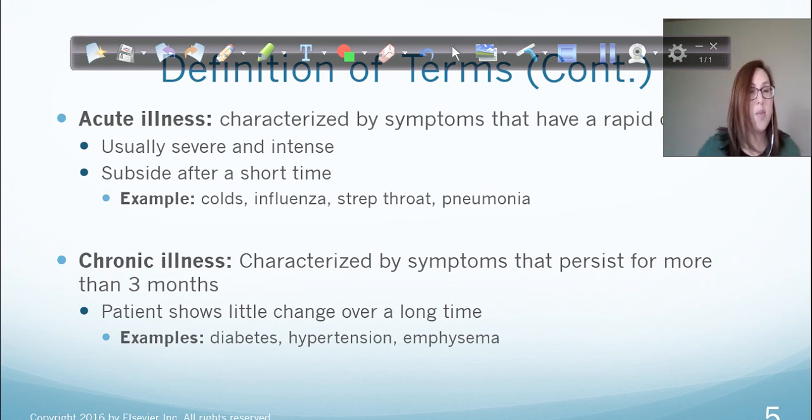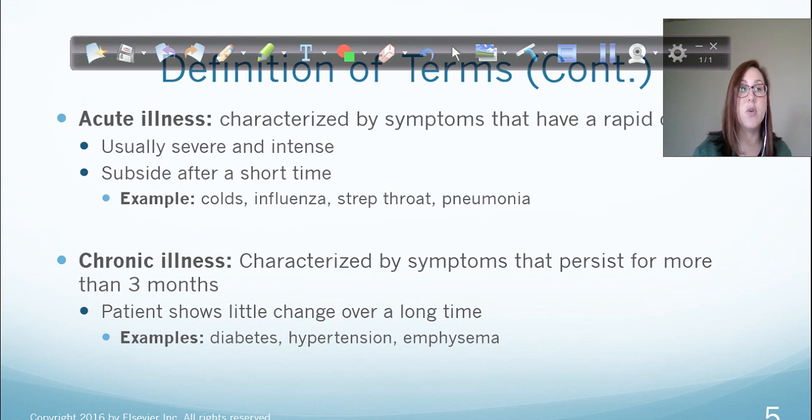We'll continue to talk about these definition of terms. These definition of terms are going to be important for you to know. They're important for your quiz. Acute illness. It's an illness that's characterized by symptoms that come on very quickly and suddenly, usually is severe and intense, and it subsides after a short time. So we talked about that strep throat. There's some examples there. Strep throat.